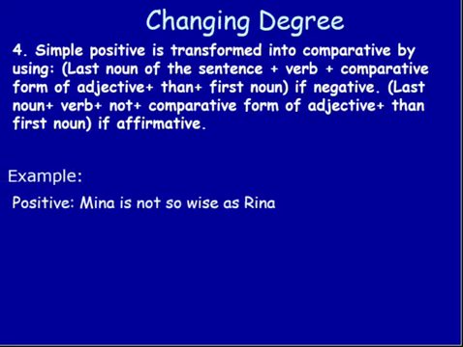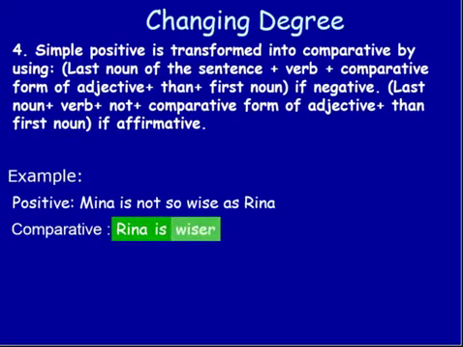Mina is not so wise as Rina. The positive degree is negative, so we will have to transform it into the comparative in the affirmative. First we will have to write the last noun first, Rina is. Then we will have to write the verb. You will have to use the comparative form of the adjective. After that we will have to use than. After that we will have to write the first noun last. Then it will be transformed into the comparative. Rina is wiser than Mina.